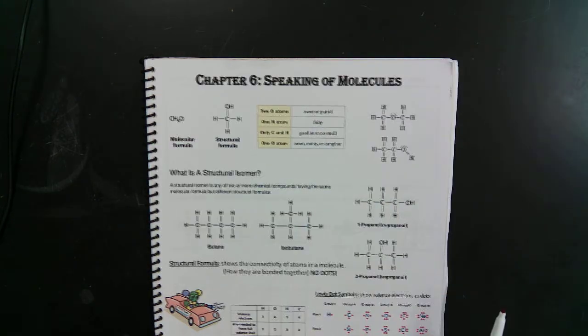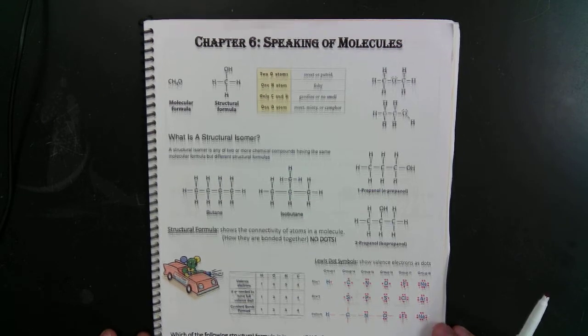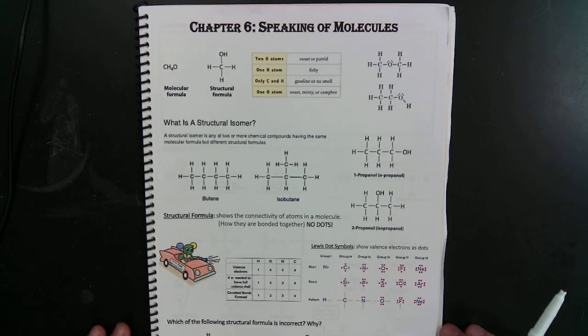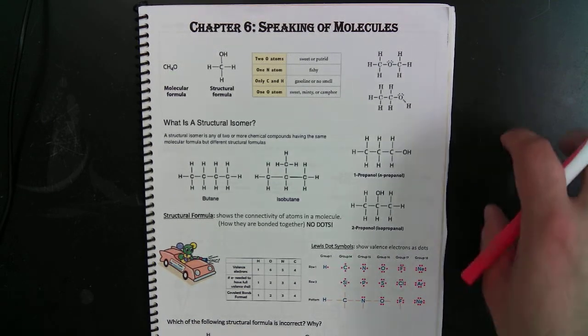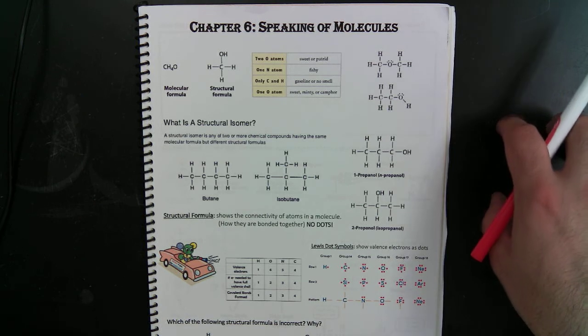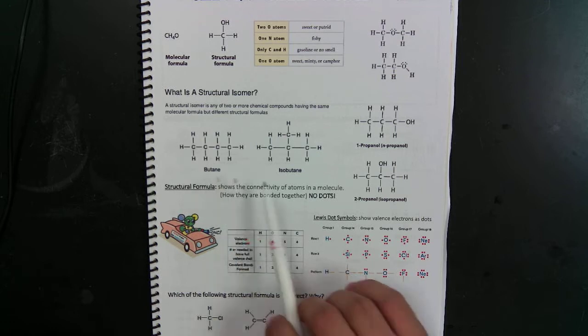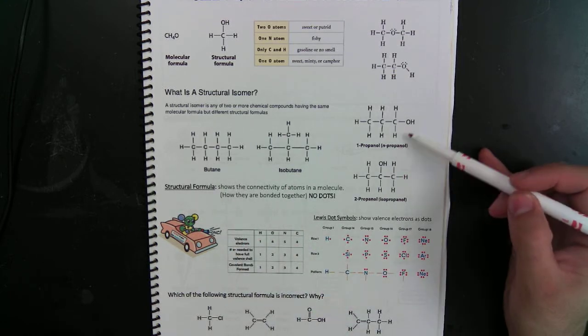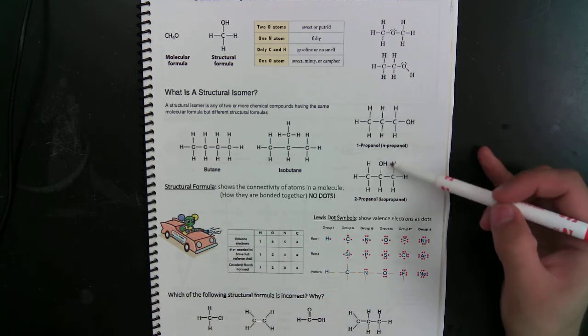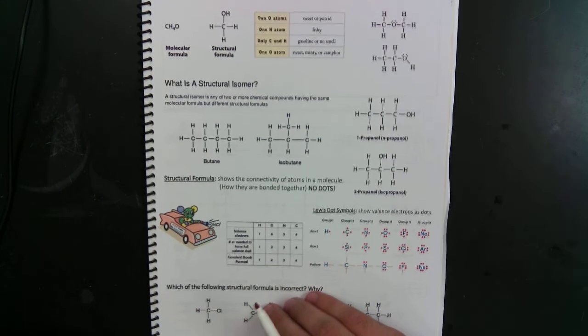so the same number and type of atoms or elements in the compound, but they're connected in a different way. So in other words, their structure is different. They have different structural formulas. A couple examples I gave you here: butane, isobutane, 1-propanol, which has the OH here on the first carbon, and 2-propanol that has the OH on the second carbon.